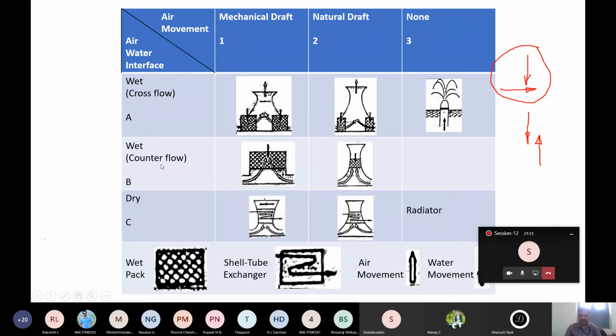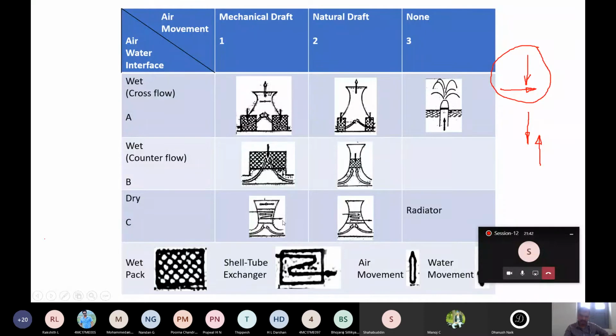Next, counter flow. Here you can see another cooling arrangement where this is the movement of water and this is the movement of air. Exactly in opposite direction. That's why it is counter flow. And again, here also you are making use of mechanical draft. That means you are making use of the fan. Here again it is counter flow, opposite direction. You are not making use of fan. That's why it is natural draft.